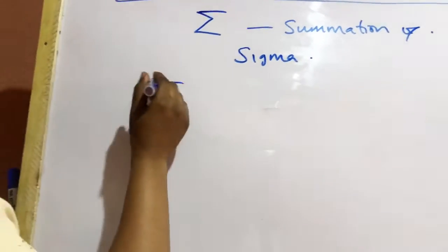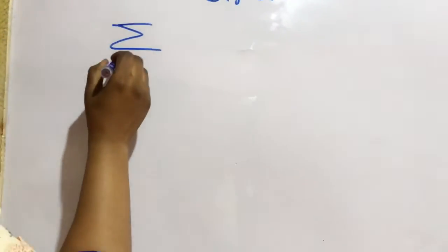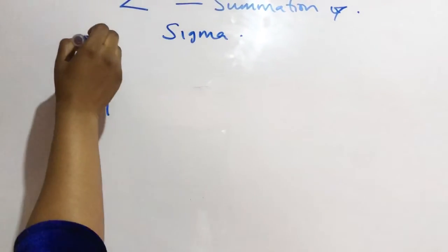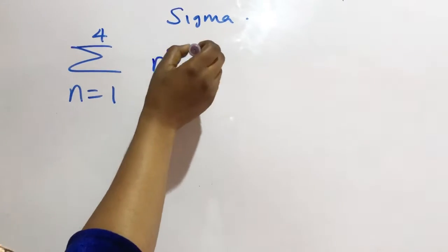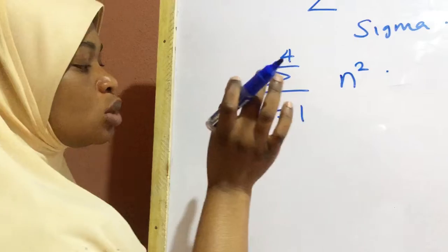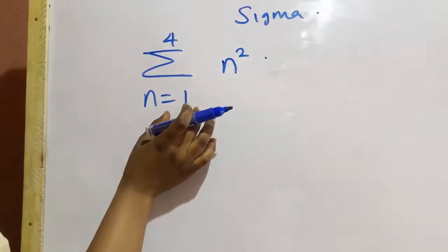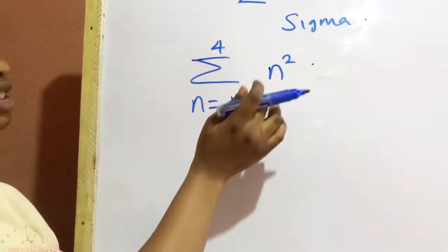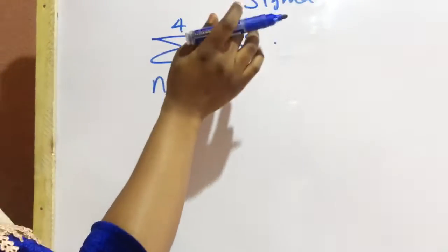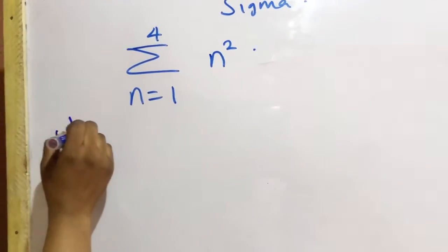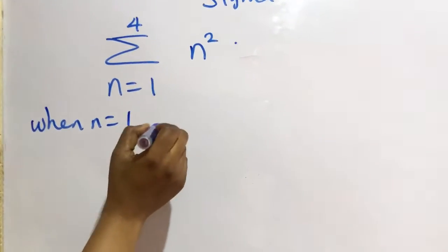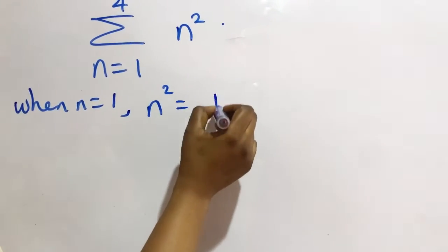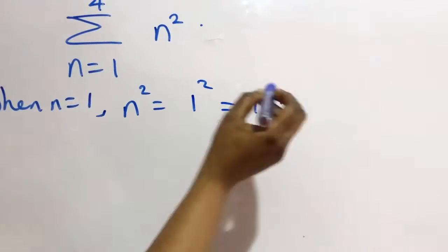Now, if you have summation n is equal to 1 to 4 over, let's say, n squared, it means that wherever you see n, you are going to start your n from 1 to 4. This is the minimum, this is the maximum. So you can say that when n is equal to 1, n squared will be equal to 1 squared, and the answer is equal to 1.